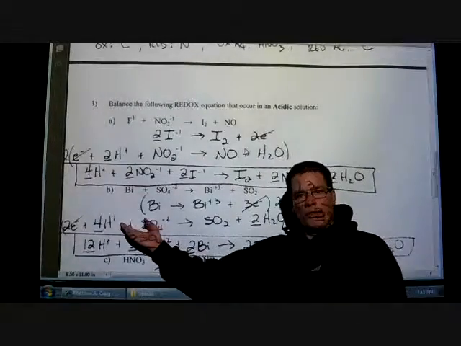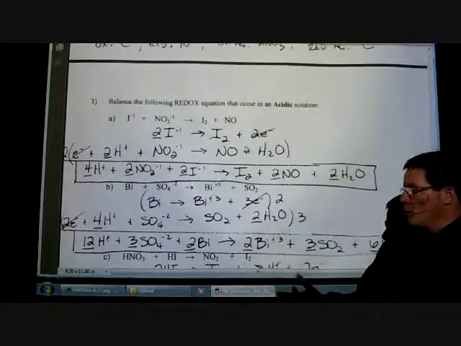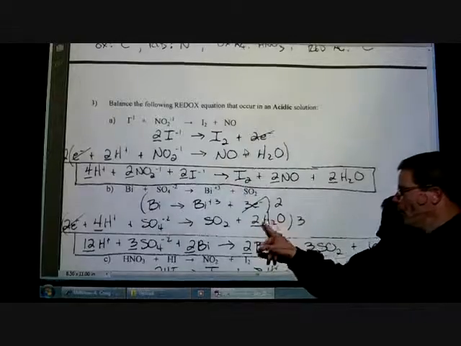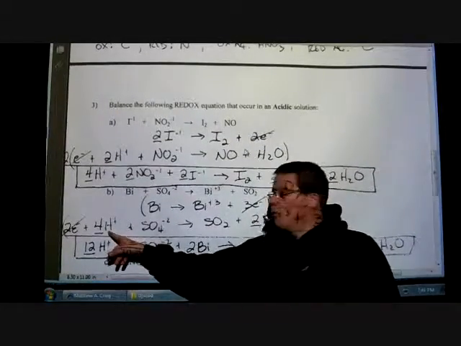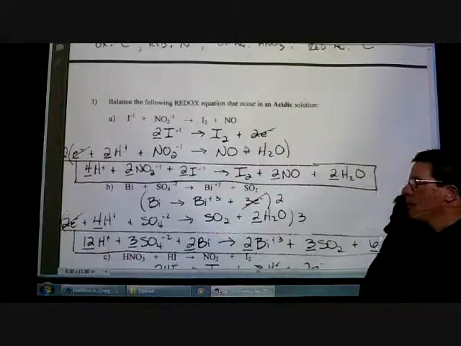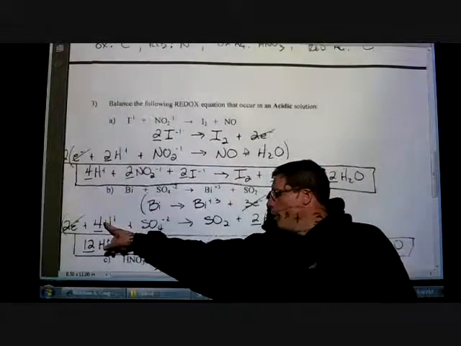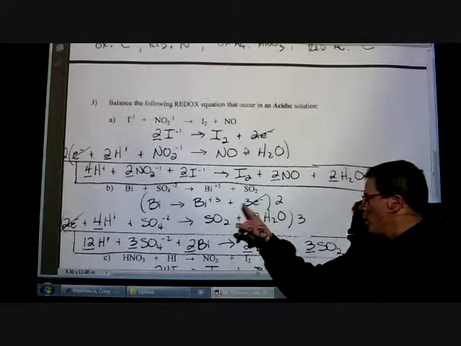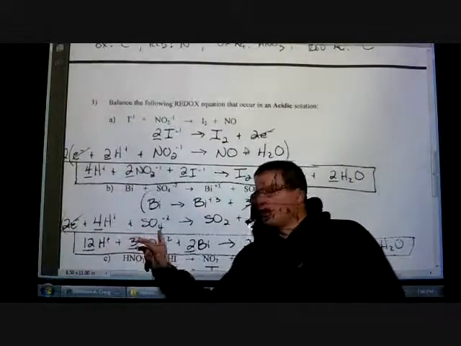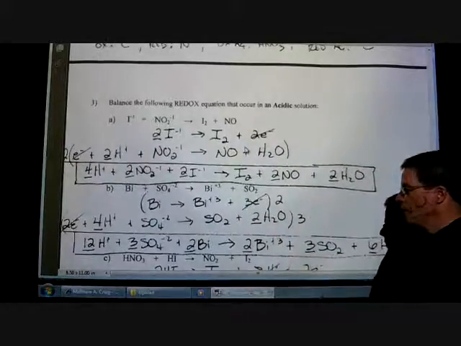So you may have some hydrogens on the other side. If you do, that's great. If you don't, even better. So we've got 4 hydrogens over here. So we need 4 hydrogen ions, not H2. Don't throw H2 in there. And then balance charges. So we have a +4, -2. So we have no charge on this side. So we need both sides to be 0 for this half reaction.